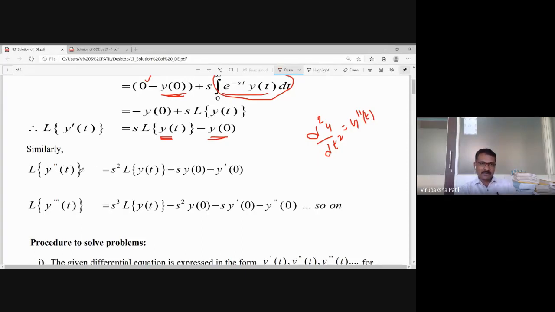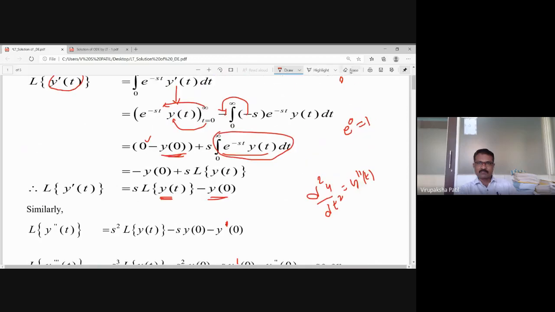Then if you apply Laplace to this, if you simplify using the basic definition, you will get s square into L of y of t minus s into y at 0 minus y dash of 0. Suppose it is a third order differential equation, then what happens? S cube into L of y of t minus s square into y at 0 minus s into y dash at 0 minus y double dash at 0 and so on. It can be extended.